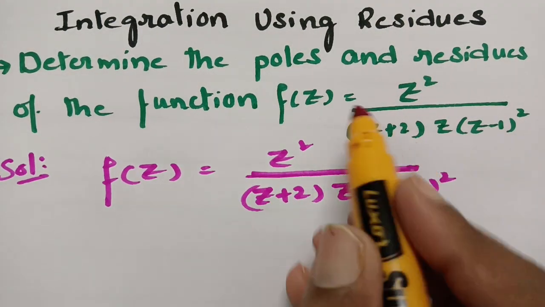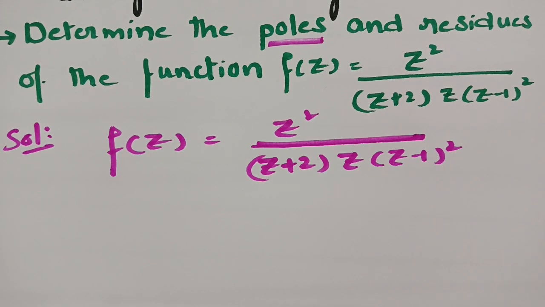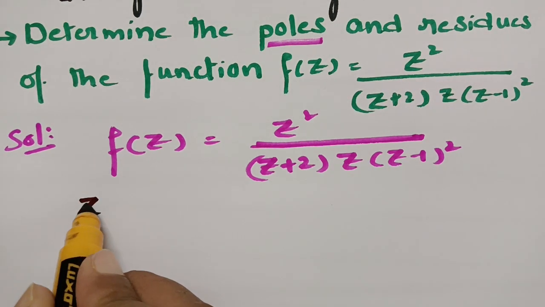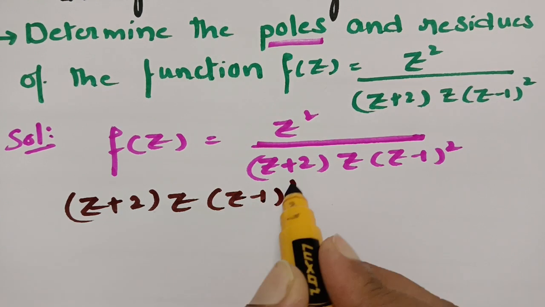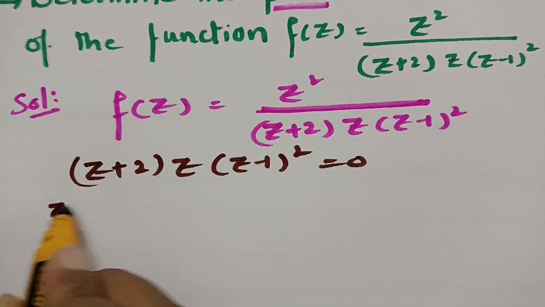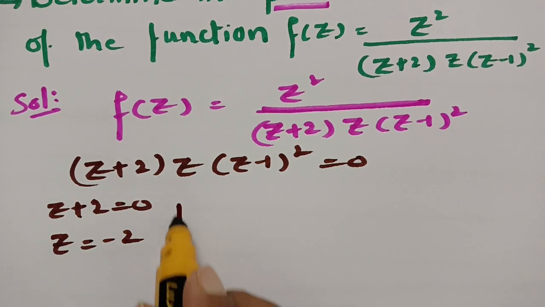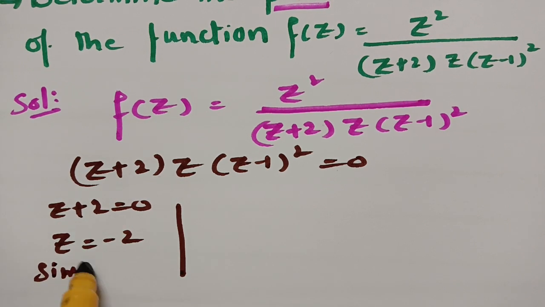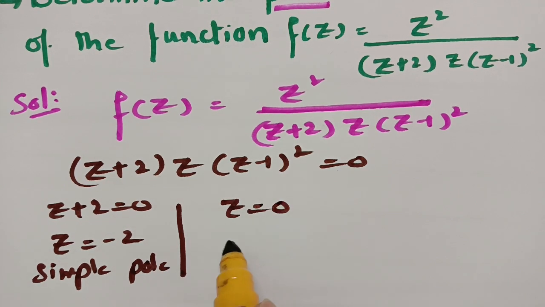First, I have to find the poles for the given function. In order to find the poles, we have to equate the denominator to 0. So what is the denominator here? The denominator is nothing but (z plus 2) into (z minus 1) square equal to 0. If I equate z plus 2 to 0, we get z is equal to minus 2, which is a simple pole. Similarly z is equal to 0, which is also a simple pole.